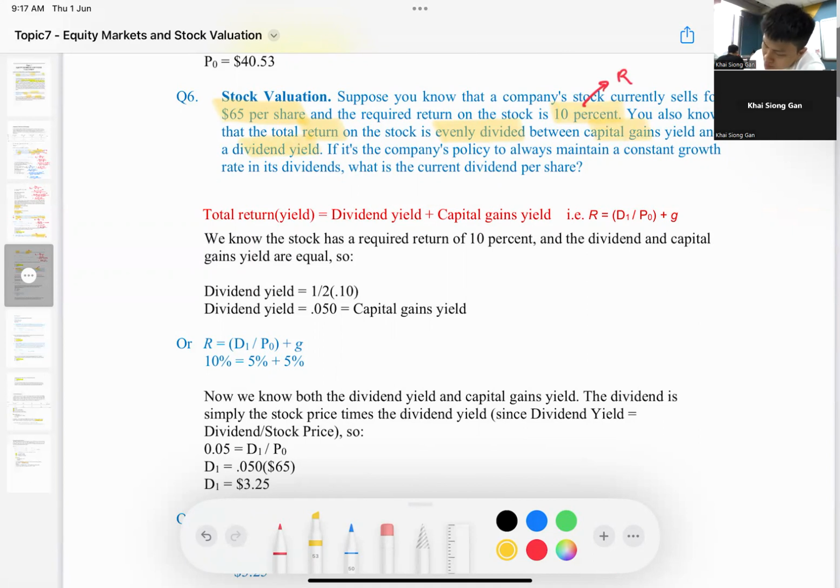If it is company policy to always maintain a constant growth rate in its dividends, what is the current dividend per share? So now we assume that they maintain a constant growth rate in dividends. What is the current dividend per share? First of all, remember this formula: the required rate of return equals D1 divided by P0, which is my dividend yield, plus the capital gains yield.